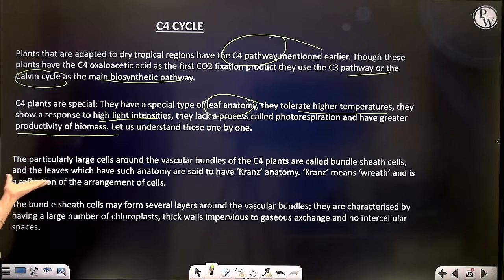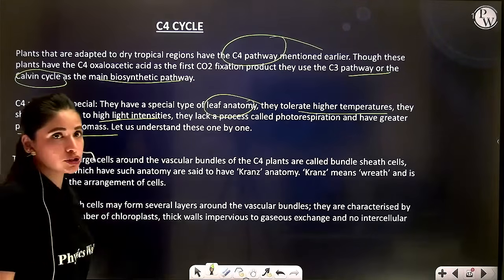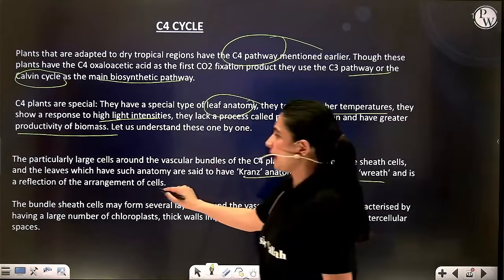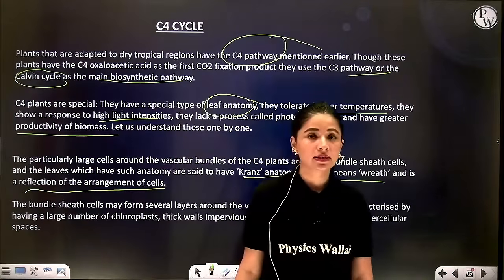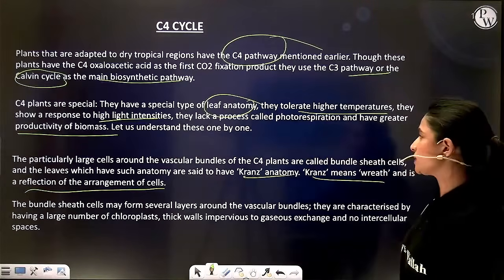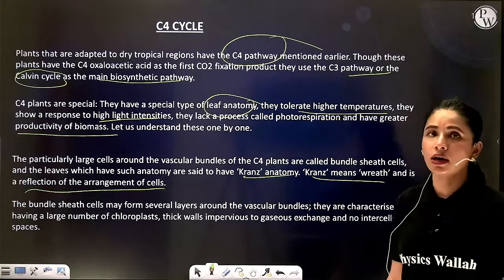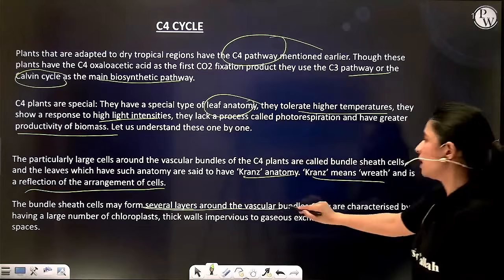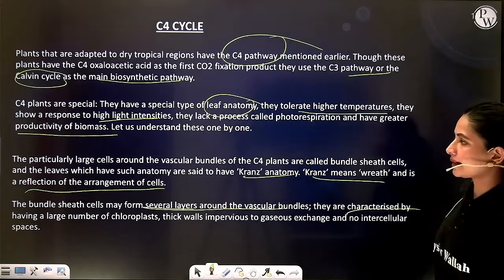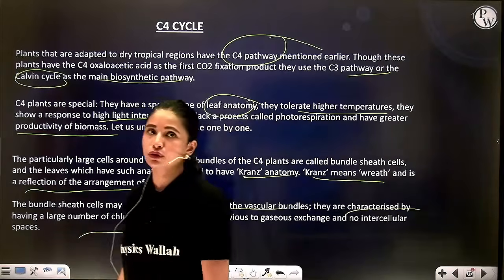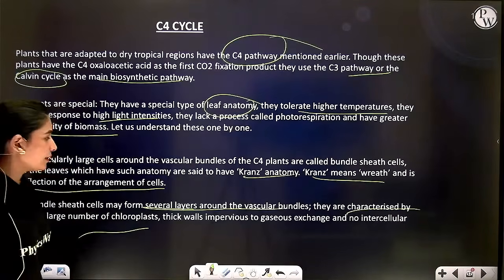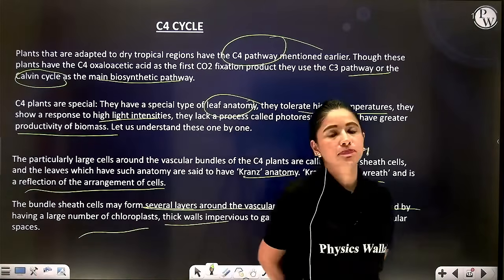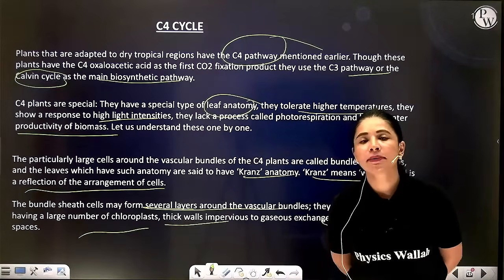Moving ahead, as I told you, they show Kranz anatomy. Kranz means wreath, right? In which they have two types of cells, bundle sheath cells and mesophyll cells, concentrically arranged around the vascular bundle. Bundle sheath cells form several layers around the vascular bundle, and are characterized by a large number of chloroplasts without grana, plus they have thick walls and no intercellular spaces. Correct? So please remember all these points.